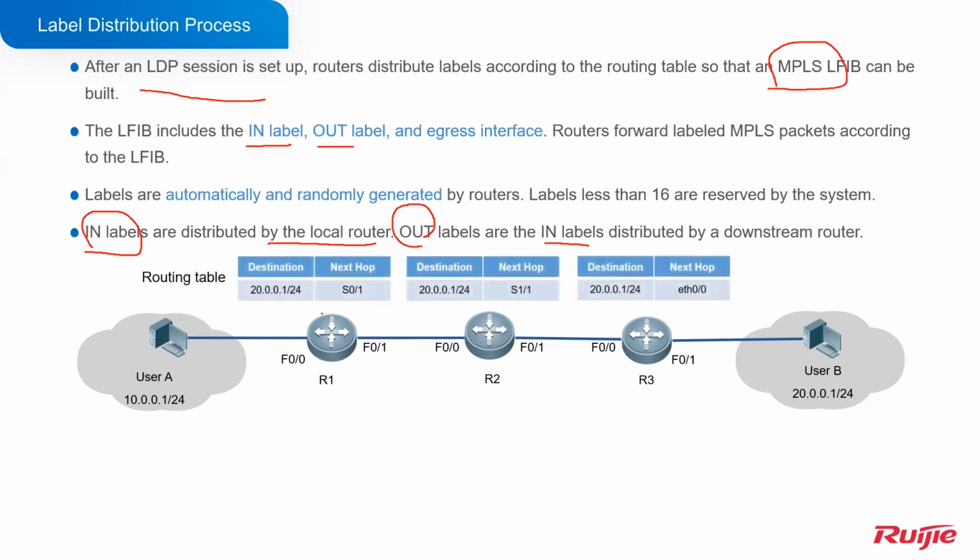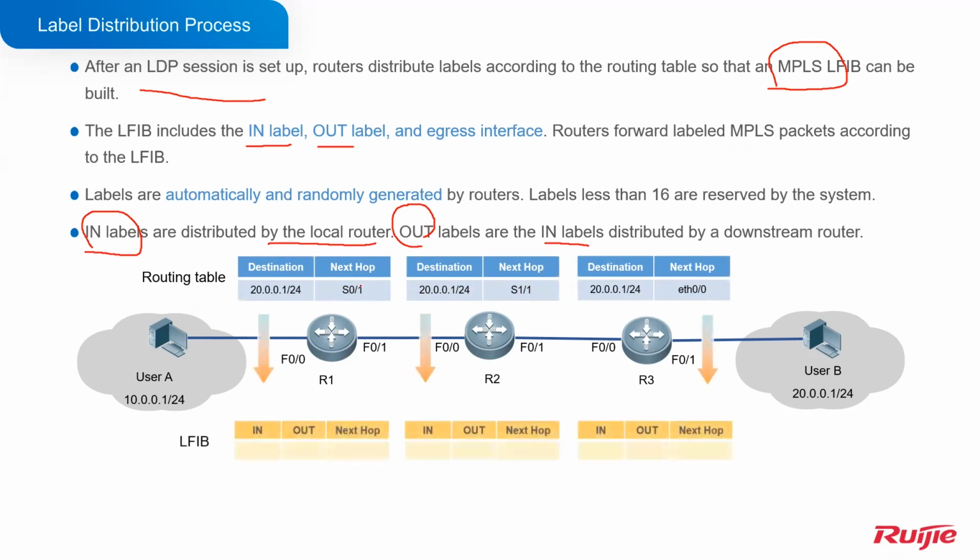First, they will have the routing information to the destination segment 20.0.0.0. This is the segment. And then if we use the MPLS protocol, then the three routers will create the LFIB, the MPLS forwarding table. And according to this FEC, everyone will create the in label first. And this label will also be created automatically.